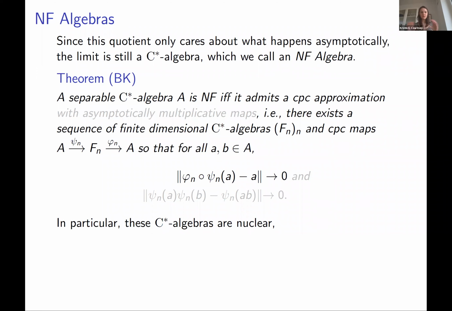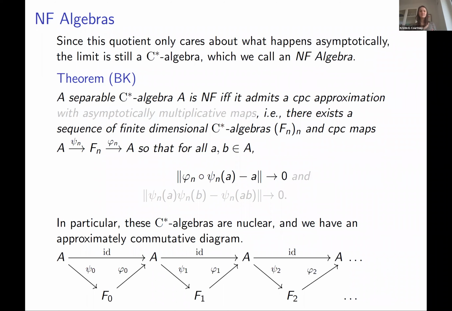Now, dropping the asymptotically multiplicative part, we actually have the definition of nuclearity for a C-star algebra. So in particular, or at least the completely positive approximation property, which is thanks to Choi and Effros, we know this is equivalent to nuclearity for a C-star algebra. And many times when you see these presented in talks, we like to describe them with this pretty little approximately commutative diagram, which I'll bring up again later for illustration. But in particular, we know these are nuclear.